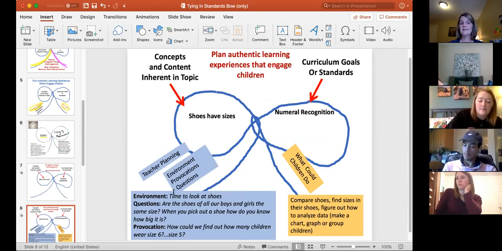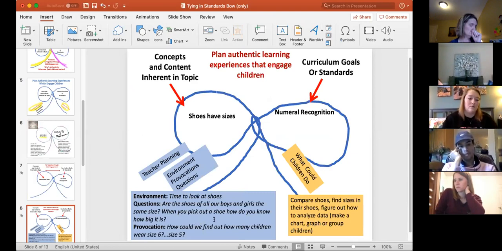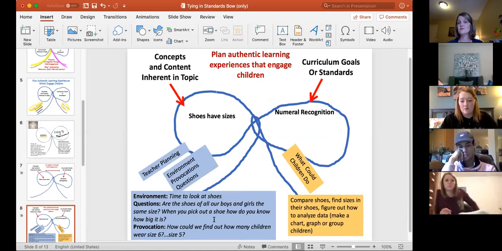Then we're going to think about the environment. We have to have time to really look at the shoes and examine them. We're going to ask questions. Some of the things you've mentioned: when you pick out a shoe, how do you know how big it is? That's a question that will make children say, oh, well, I can measure it. Or some children will say, I can read it. Some children will say, I'll measure it with Unifix cubes and it's 12 cubes long, etc.